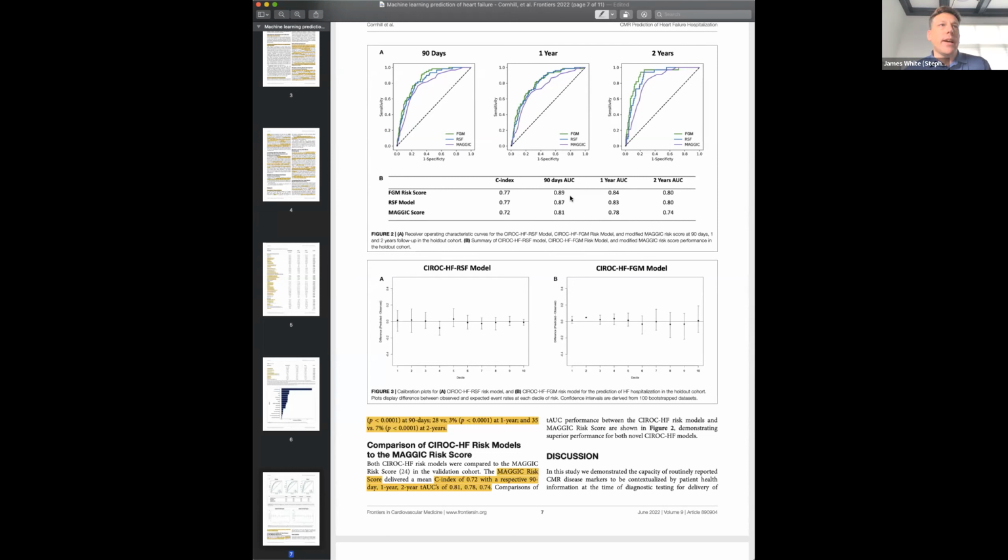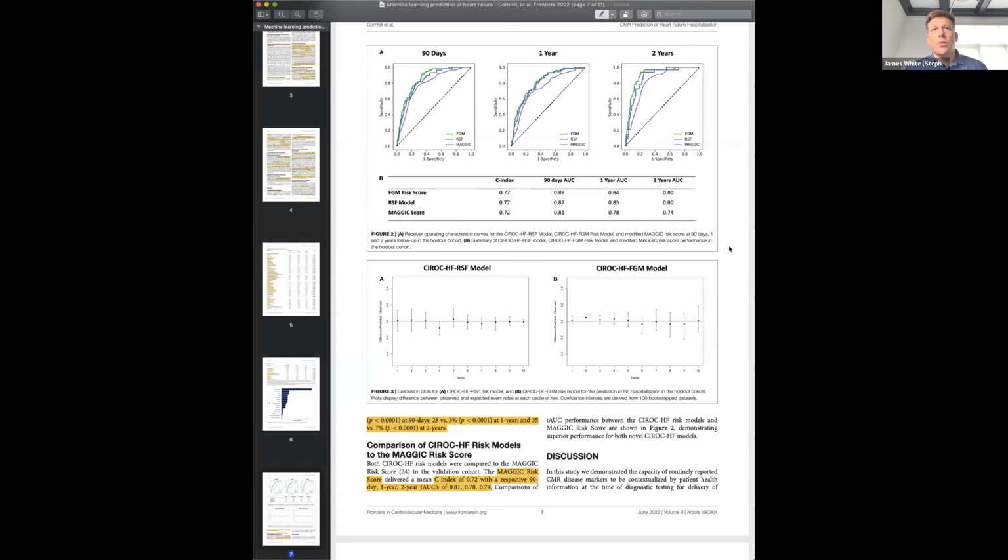But we did see that at 90 days, both the Fine-Gray and the random survival forest were quite robust in trying to predict a heart failure admission, whereas the MAGIC score was a bit inferior at 0.81. And when we look at 1 year and 2 years, you see a similar trend. But one of the things that's important to consider is that AUC may not optimally represent the performance of a model if there's significant class imbalance, which in this case there certainly is.